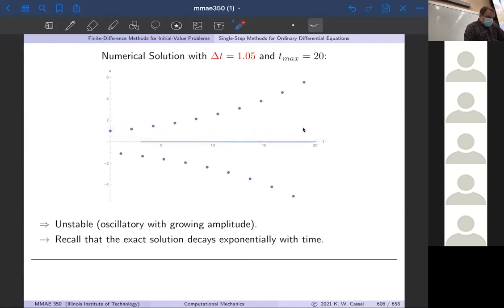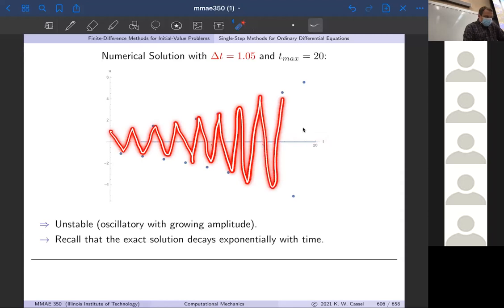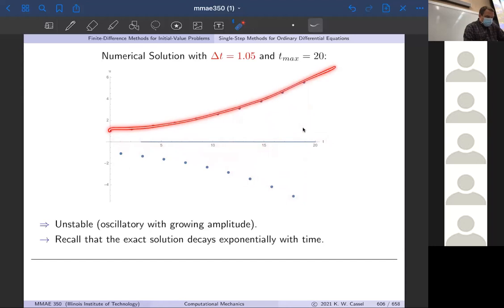But instead, each time step, I have this growing oscillation. So it's oscillating bigger as we go forward in time, and the amplitude's getting bigger and bigger and bigger. That, of course, is not what happens in the actual solution, and it is exhibiting unstable behavior. So that's typical. You put in a delta t, if it's too large and you get this kind of oscillation, typically that means that it is an unstable numerical method.